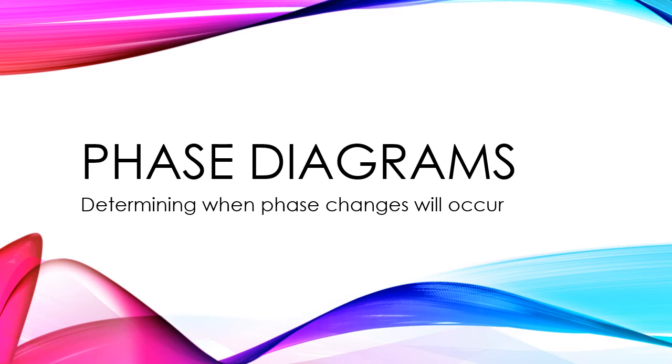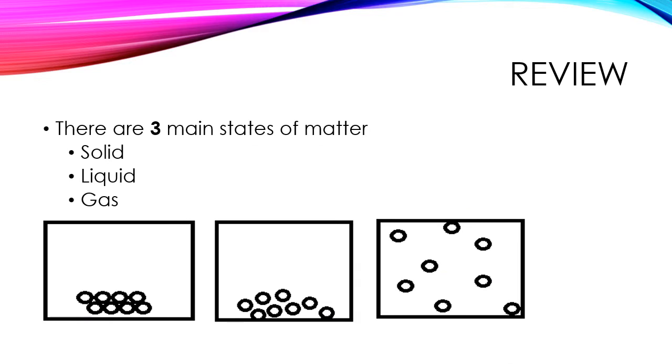Hello everyone, today we're going to talk about phase diagrams. A reminder, there are three primary states of matter: solid, liquid, and gas. In the solid state, the particles are closely packed together. In the liquid state, they are close, but there is still enough room that particles can flow and move past each other. In the gas state, particles are very far away from each other and are very free to move.